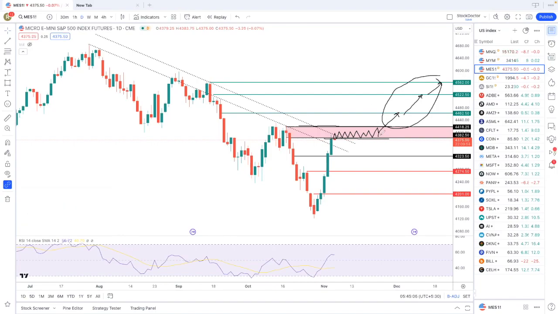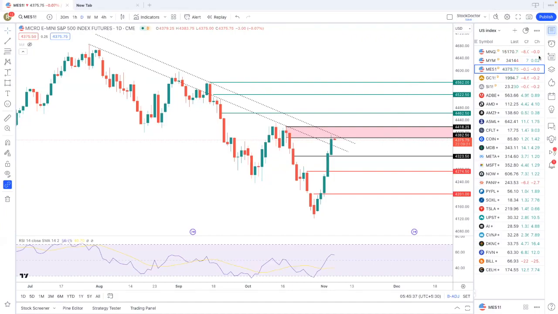If it doesn't hold this area and starts going down, then the next support is 4,320. Same as the other two indexes, it can take some time correction and then again give a reversal. If it starts trading below 4,320, then we will talk about the downside. The downside would be 4,275 and 4,200. So this was about all three indexes.